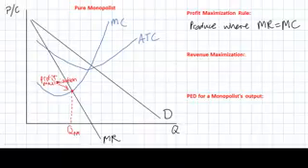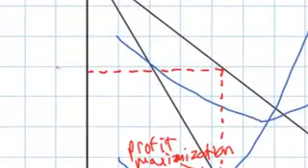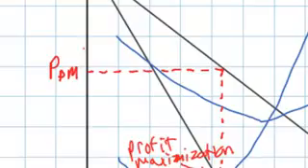To find the price, we must go all the way up to the demand curve, because as you recall, demand represents the willingness and ability of consumers to pay for a good. Therefore, demand represents the price that consumers are willing to pay. So in fact, the price the monopolist will charge when producing at its profit maximizing quantity is determined by the level of demand for that quantity.